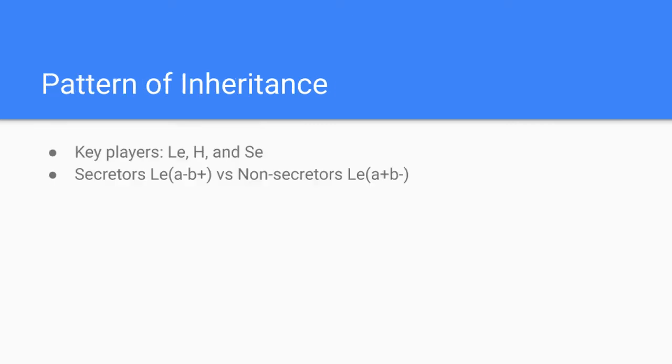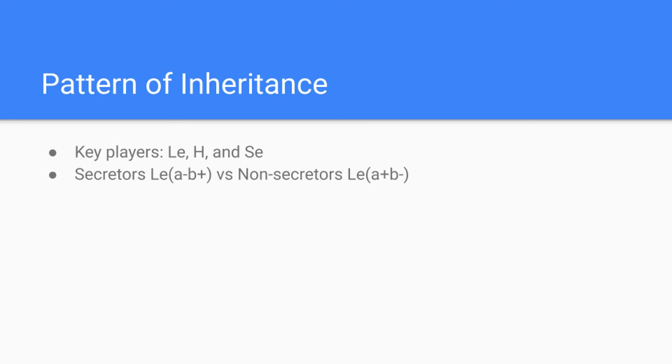In the previous slides, I went over how the Lewis antigen structures are formed, and it should come as no surprise that the three key players responsible for their expression, both in secretions and on the red cells, are the Lewis, H, and secretor genes. So let's break down the Lewis A and Lewis B inheritance into simple terms.